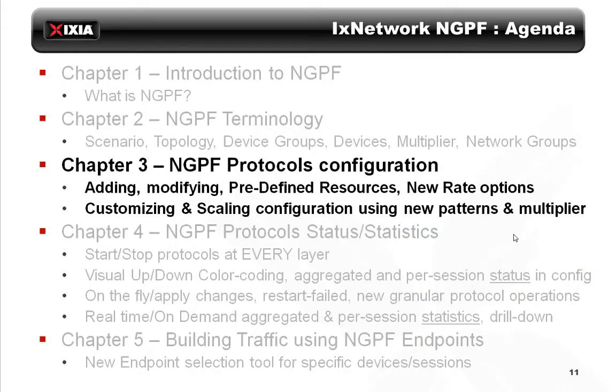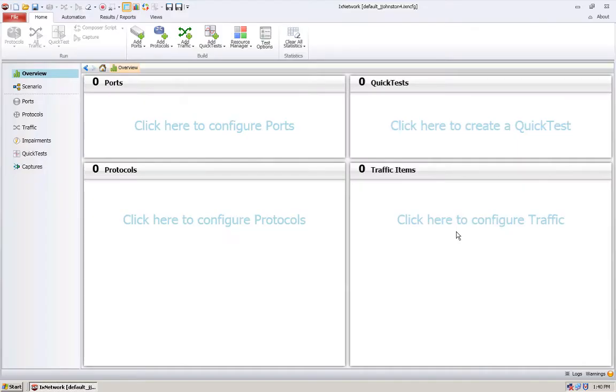Okay, in Chapter 3 we're going to get into the GUI and learn how to configure protocols using the NGPF framework. We'll show you how to add protocols, modify them. We have some predefined resources that you can just drag and drop into the scenario view. We have some new rate options with NGPF, and show you how to customize and scale your configuration using a new pattern tool and the multiplier.